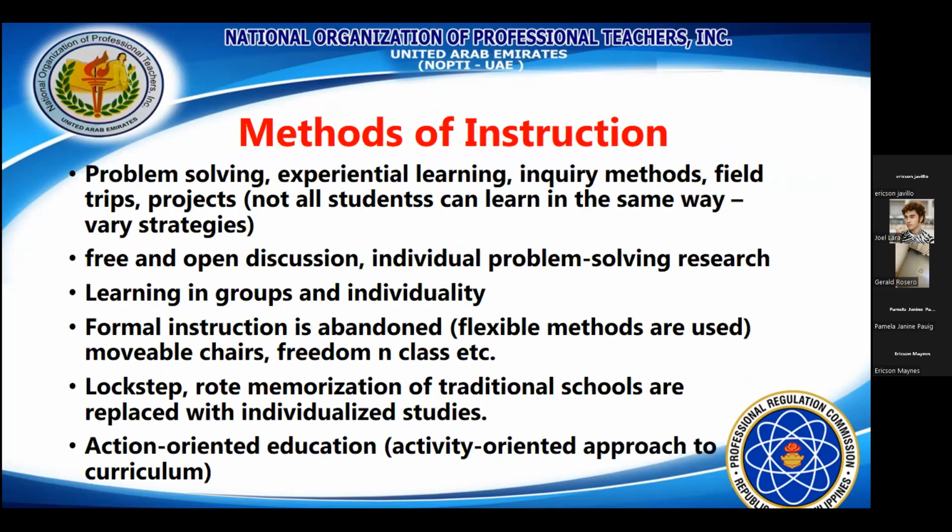Methods of instruction: problem solving, experiential learning, inquiry methods. So, parang ano din sa existentialist na scientific. Not all students can learn in the same way. So we should vary the different strategies that we are offering to the teaching learning process. So inquiry method, experiential learning. So through experiences, discovery learning, free and open discussion, individual problem solving research, learning in groups or individually. Same din sa other philosophies.